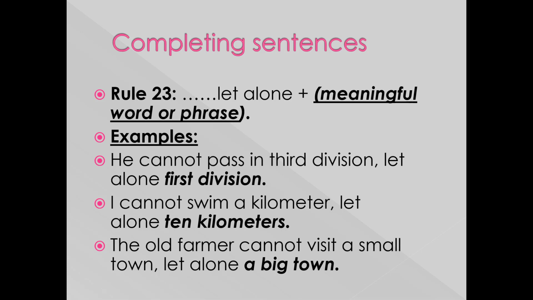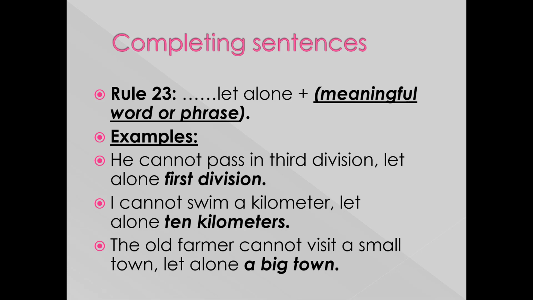Like this. He cannot pass in the third division, let alone first division. Okay, so he cannot pass in the third division, and he cannot pass in the first division. Two negative things. The first one he cannot do, and that's why the second one is more impossible. Okay, so before the second one we have used let alone. In the second example, I cannot swim a kilometer, let alone 10 kilometers. That means I cannot swim 1 kilometer, and I cannot swim 10 kilometers. The second one is more impossible. And before the second one, we use let alone.